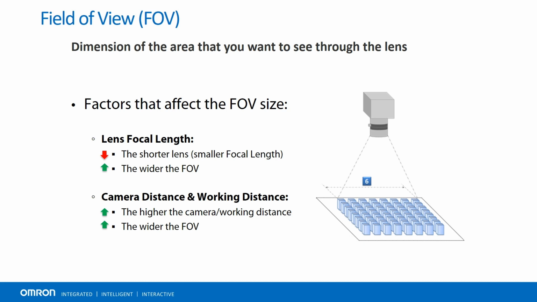Focal length and working distance will both affect our field of view size and must be taken into consideration when deciding how to pick a lens. If the working distance is limited, we must adjust our focal length to ensure the right field of view is visible.